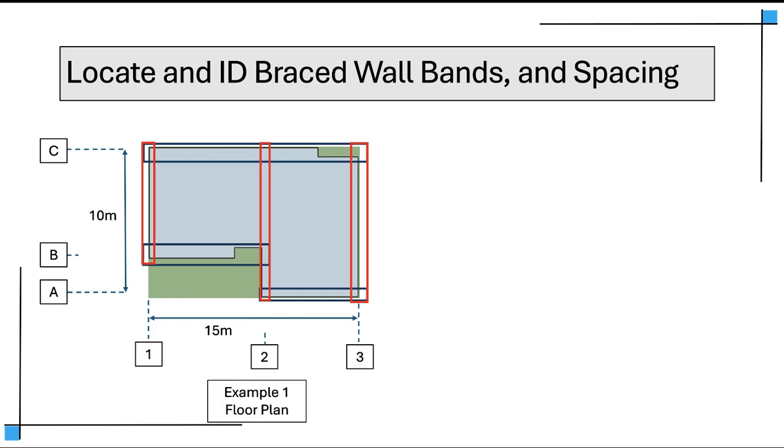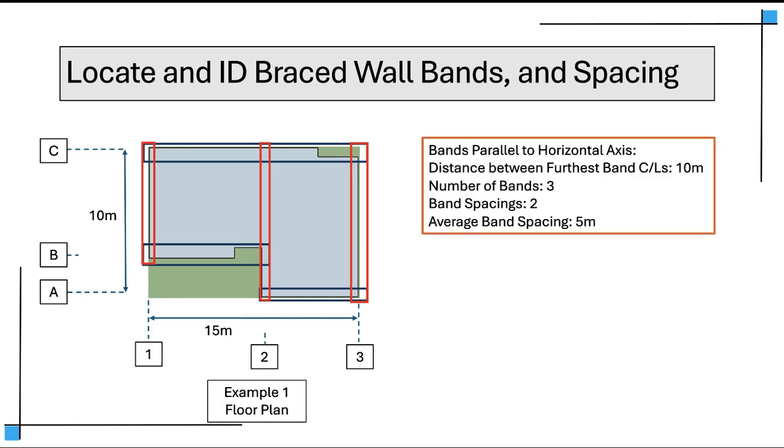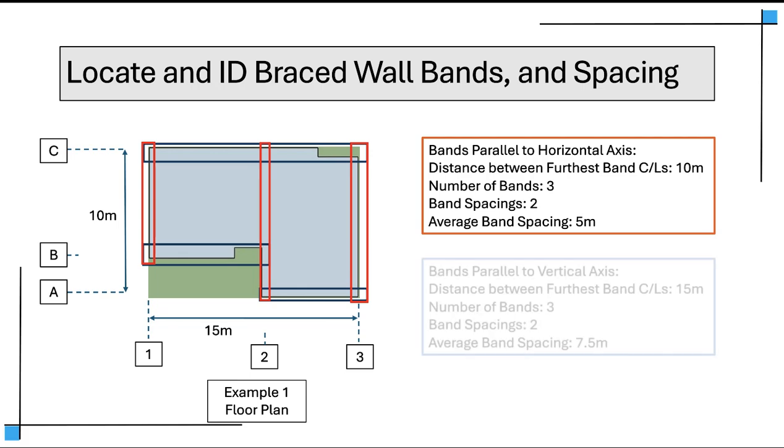So once I have that information for both orthogonal directions, it's very simply a matter of just doing the math to calculate the spacing of these bands. The BC allows us to average band spacing for our calculations of determining an amount of bracing length. So here, for the bands running parallel to the horizontal axes, so that's the bands labeled A, B, and C, we have the distance between the furthest band center lines at 10 meters. The number of bands is 3, so the band spacing is 2. Therefore, the average band spacing is 5 meters.